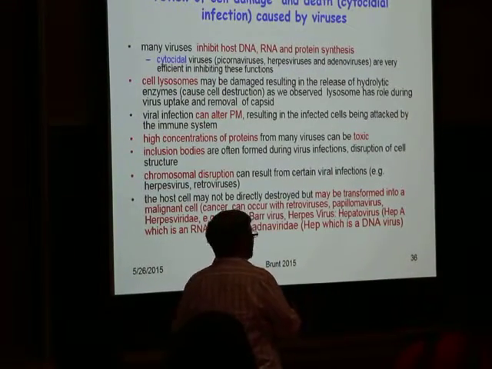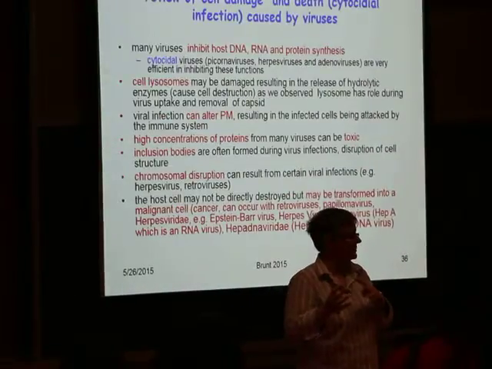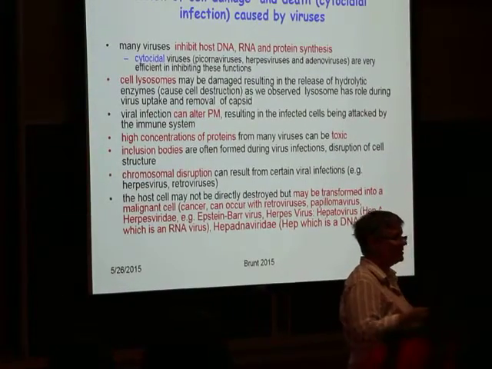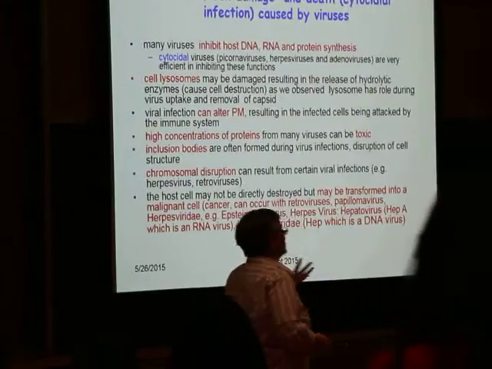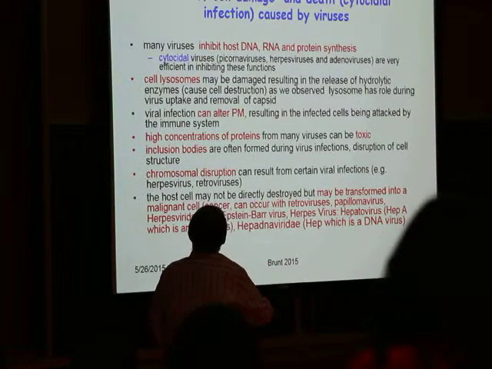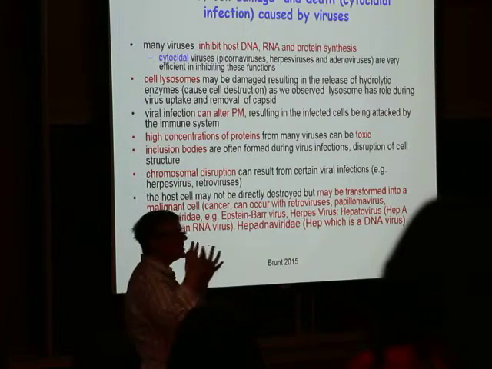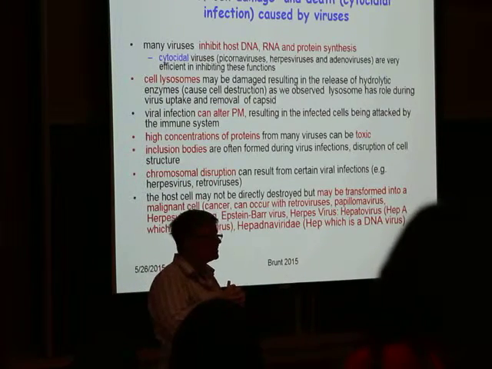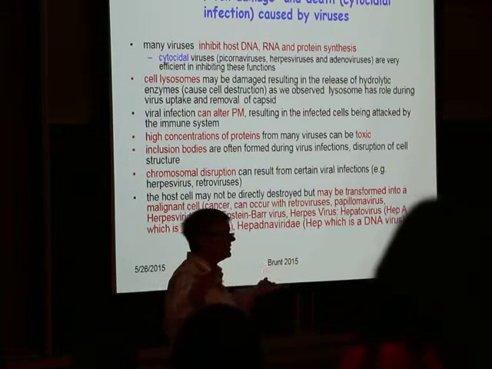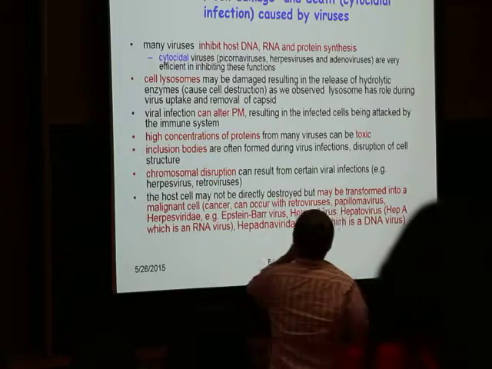So for example, one of the steps I showed you when a virus enters is the formation of an endosome, which fuses with lysosomes to form a low pH compartment that allows the DNA or the RNA to be uncoated. So cell lysosomes may be damaged, and if we damage lysosomes, what do lysosomes release? They're going to release those hydrolytic enzymes into the cytoplasm and cause damage to the host cell.